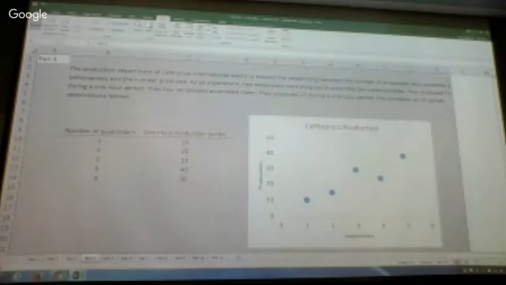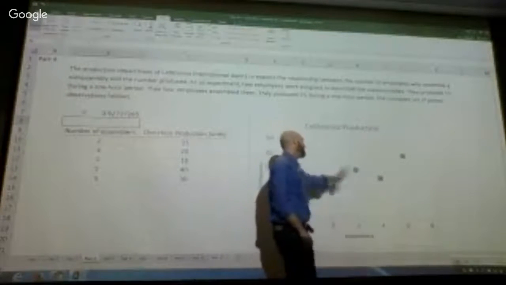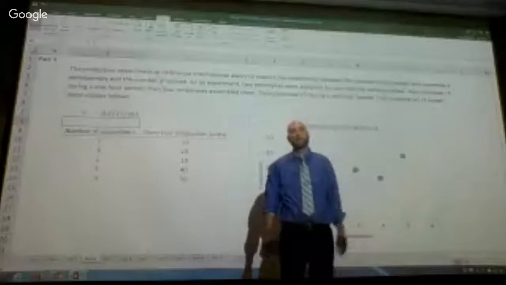If we wanted to calculate the correlation using Excel, which we do, we use the correlation function. And the correlation between the number of assemblers and the number of units produced is 0.93. That's a really strong correlation. What you can expect on your quiz and your exam, I give you the correlation. Do not expect to see a scatter plot. I will give you the value of the correlation.